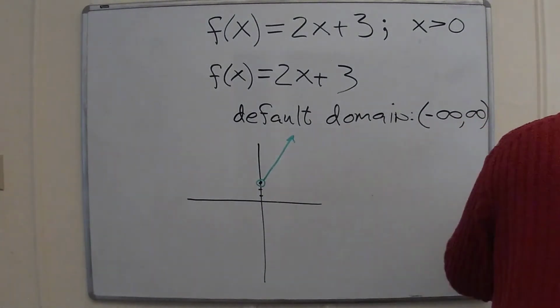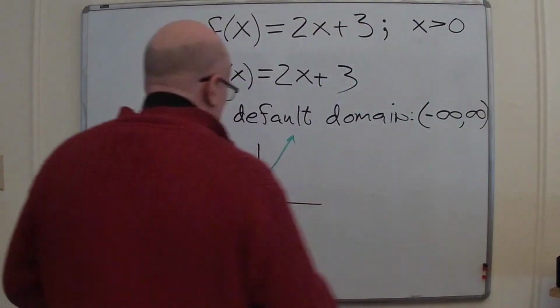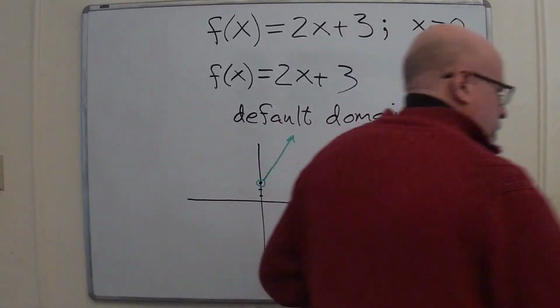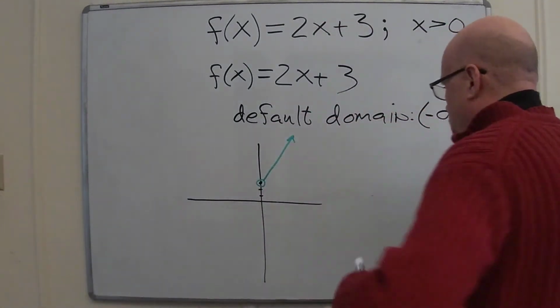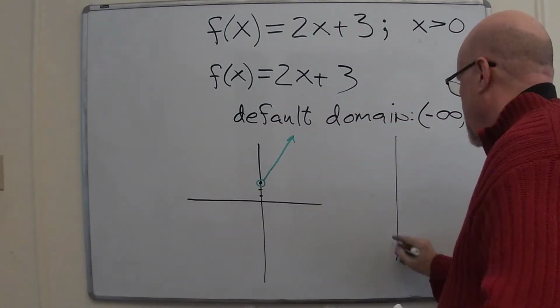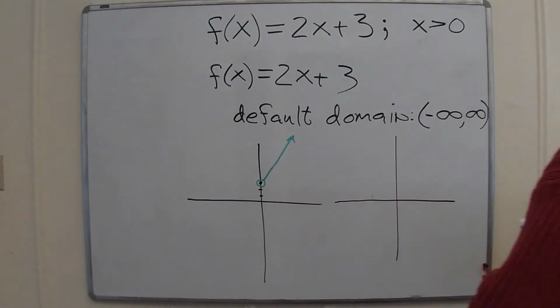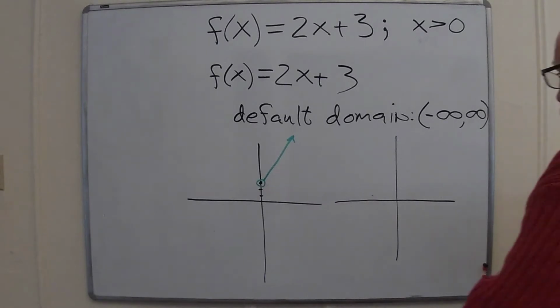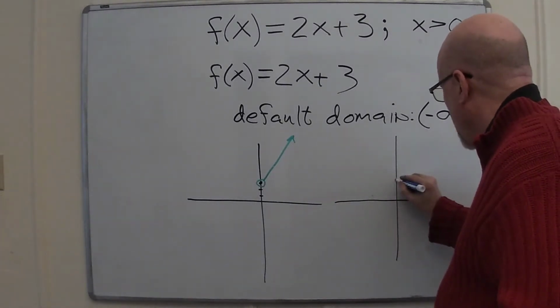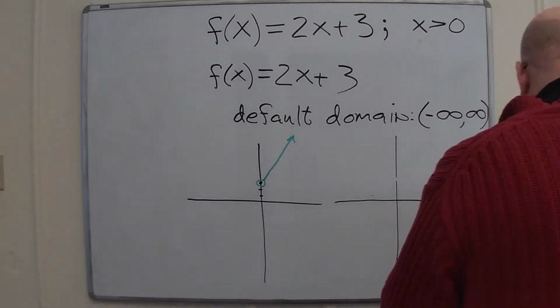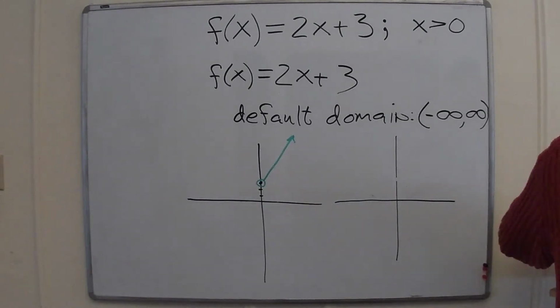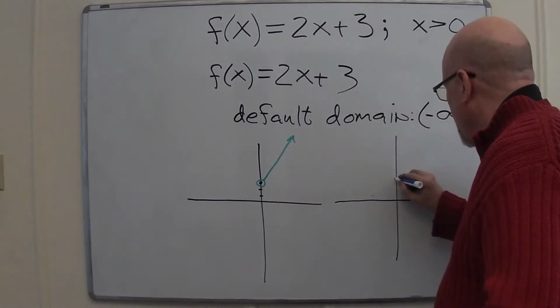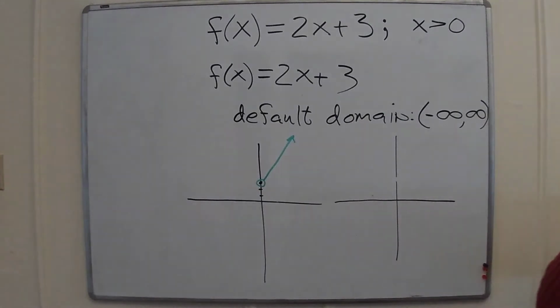On the other hand, if I don't specify the domain, maybe I should just make a new axis. I was about to draw it right on top of that one, but that's going to be hard to see. If I don't specify the domain and I accept the default, then that point, oh no, my blue is invisible blue. Oops. That point's on there. Oh, another invisible blue. Yeah.